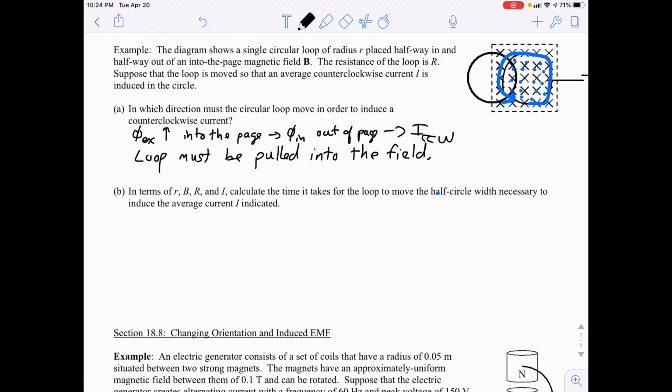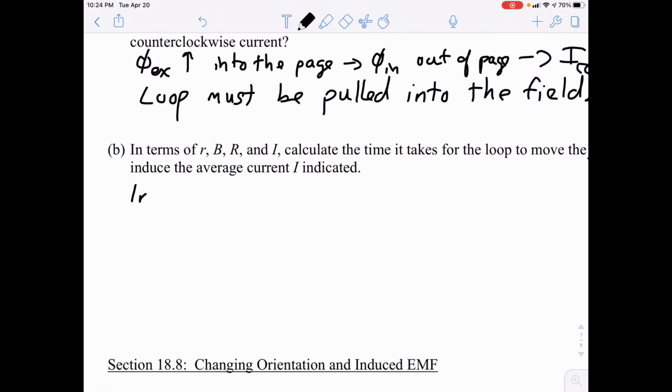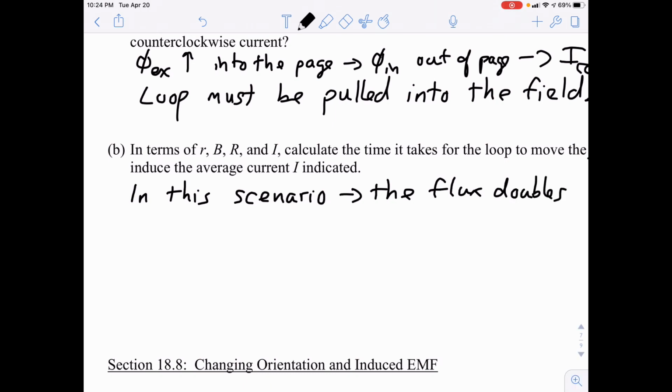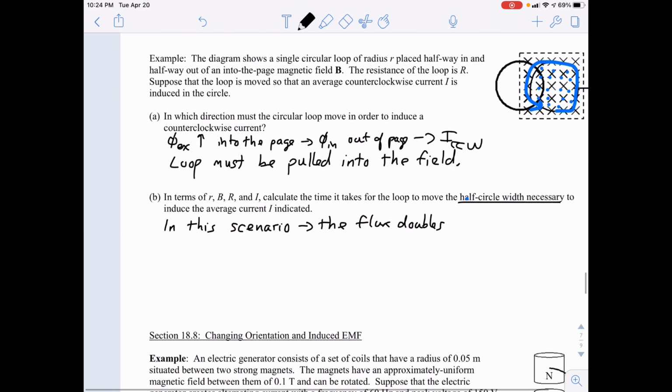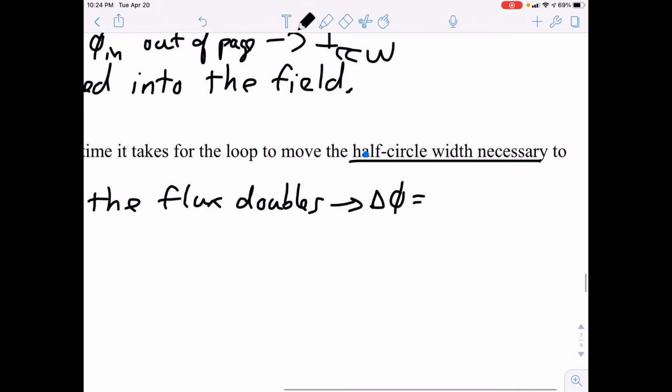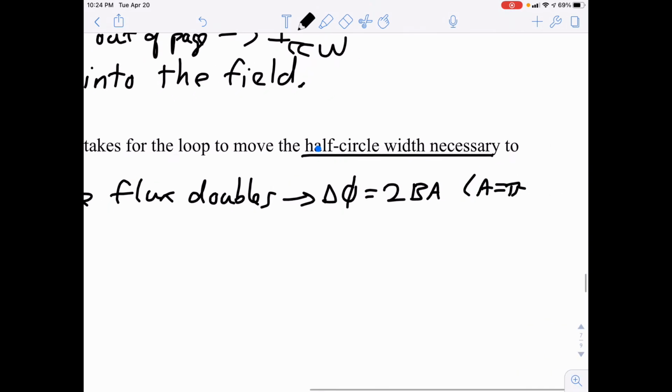Part B. In terms of little r radius, B, the magnetic field, big R, the resistance, and I, the current, calculate the time it takes for the loop to move the half circle width necessary to induce the average current I as indicated above. Well, in this scenario, the flux doubles. That's your change in flux. Your flux is going to double because you start with half the flux going through to the full flux going through. Therefore, the delta flux is going to be 2 times B times A. And don't forget A is that of a circle, pi times little r squared.